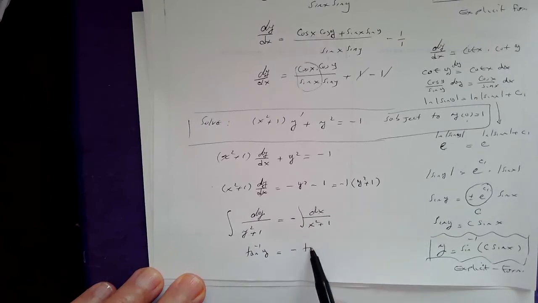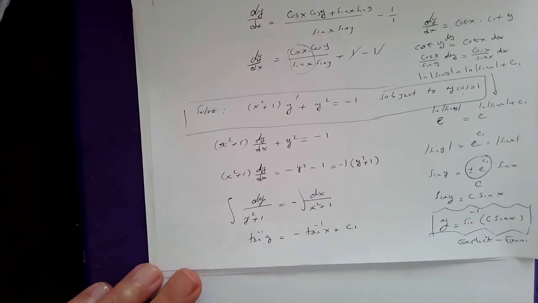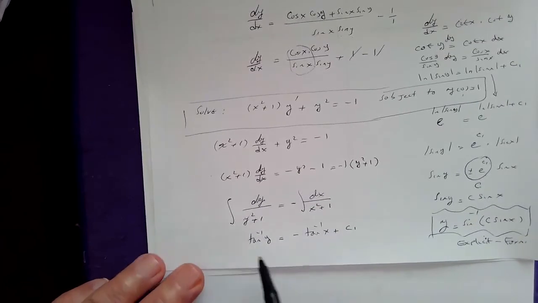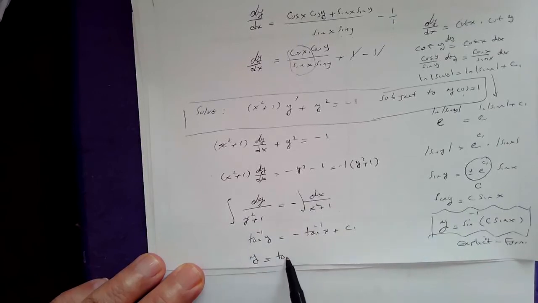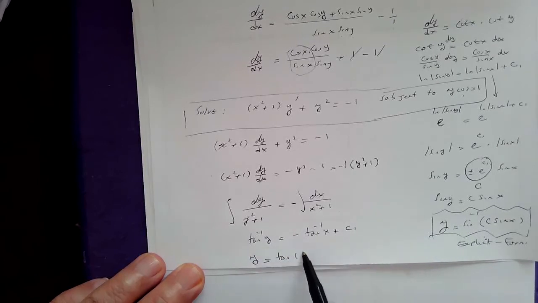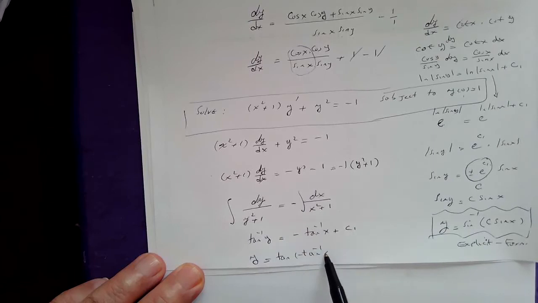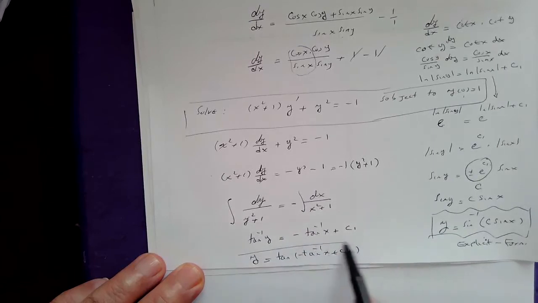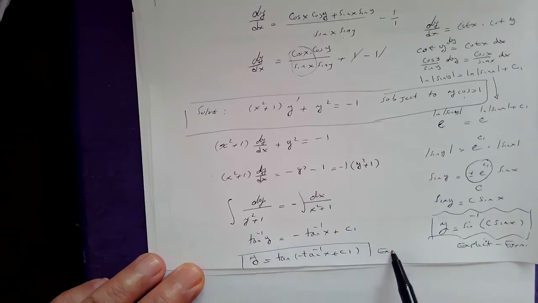And on the right side, you get what? Tan inverse of x. Don't forget the c. To solve this equation, we take tangent of both sides. So you get y is equal to tangent of this whole shebang, which is negative tan inverse of x plus c1. So that would be like in what? Explicit form. Do you all see it?